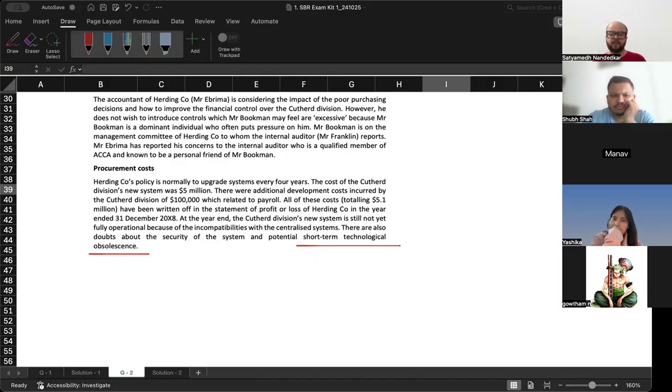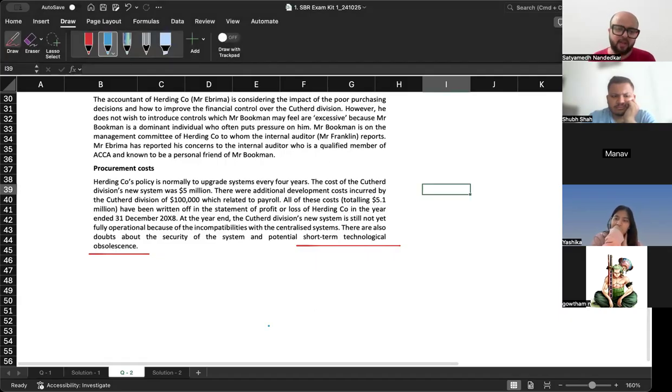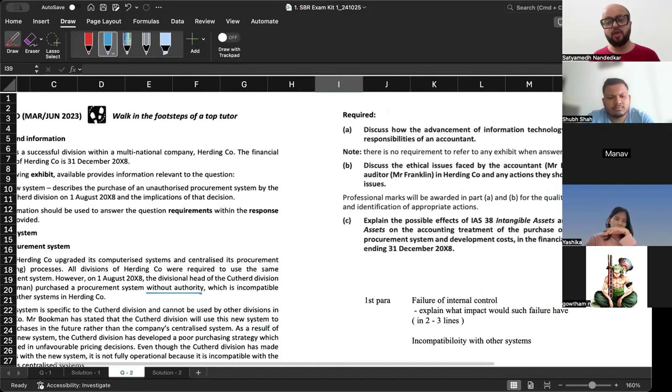Okay. So, Harding Company's policy is normally to upgrade systems every 4 years. The cost of the Cutherd division's new system was 5 million. There were additional development costs incurred by the Cutherd division of 1 lakh which related to payroll. All of these costs totaling 5.1 million have been written off in the statement of P&L of holding company in the year ended 31st of December. At the year end, the Cutherd division's new system is still not yet fully operational because of the incompatibility with the centralized system. There are also doubts about the security of the system and the potential short-term technological obsolescence.